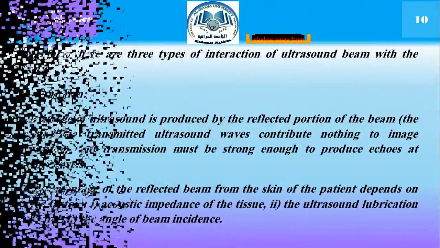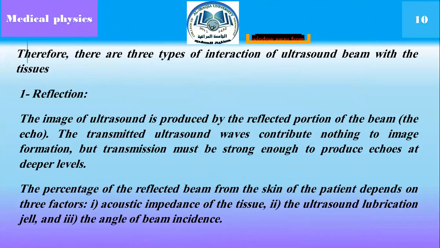There are three types of interaction of ultrasound beam with the tissue. 1. Reflection. The image of ultrasound is produced by the reflected portion of the beam. The transmitted ultrasound waves contribute nothing to image formation, but transmission must be strong enough to produce echoes at deeper levels. The percentage of reflected beam from the skin of the patient depends on three factors.